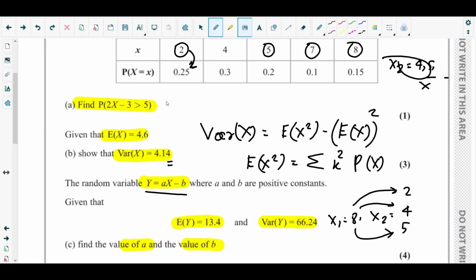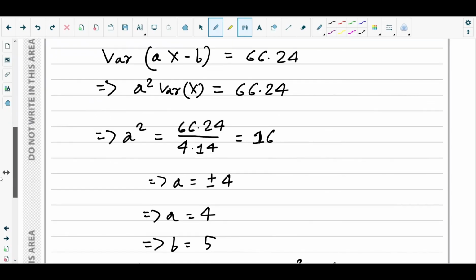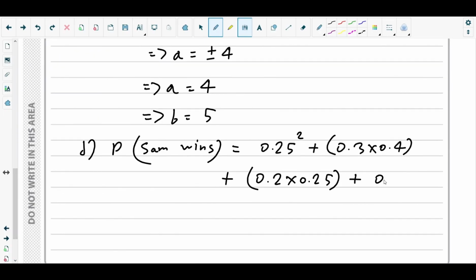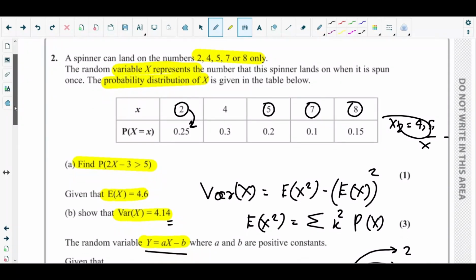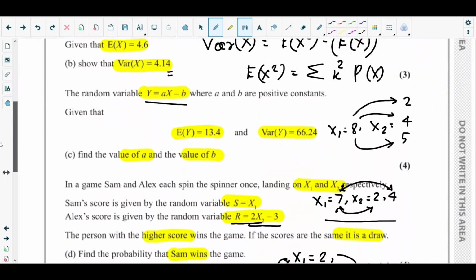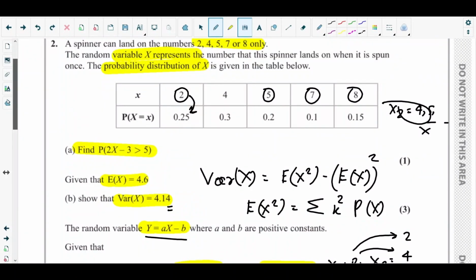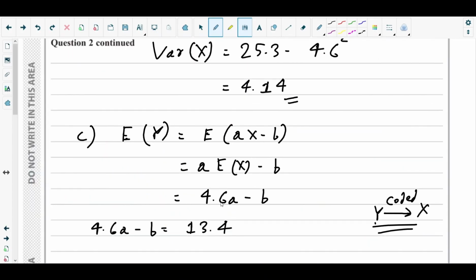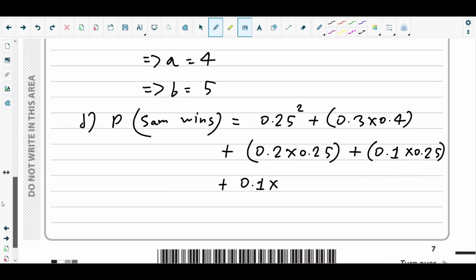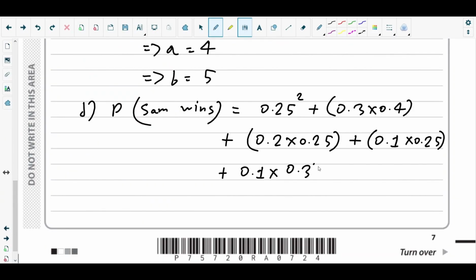So 0.1 times 0.25 is for 7 2, and then again 7 4, which is 0.1 times 0.3, right? Okay, so and at last we got for what?